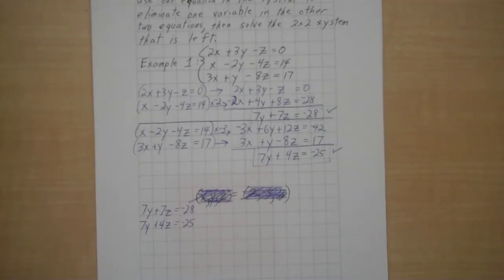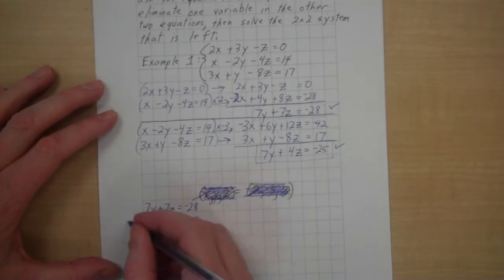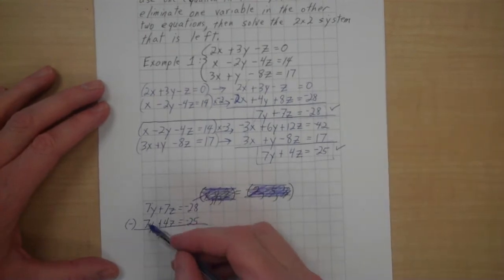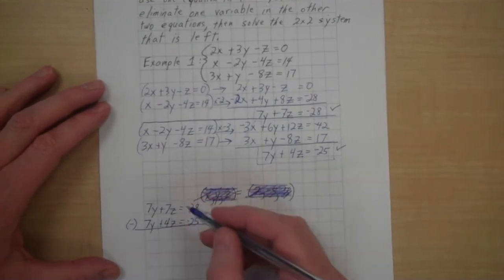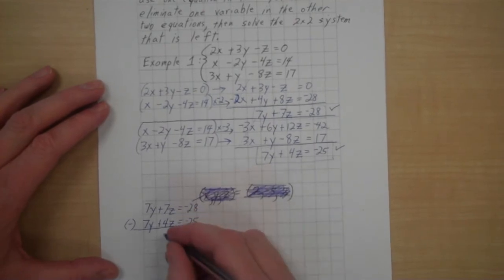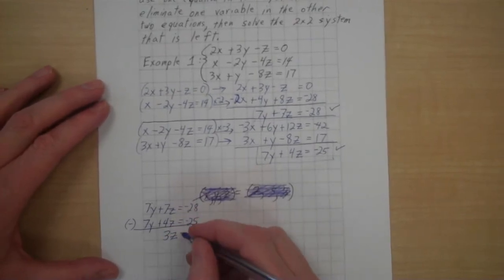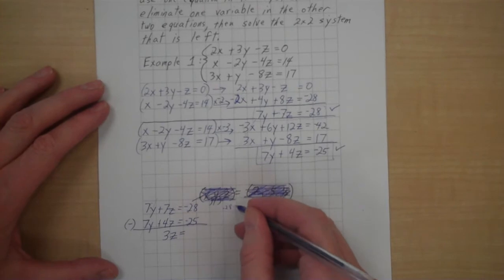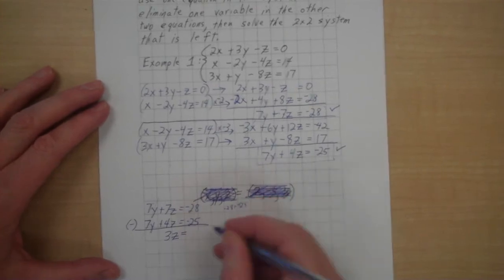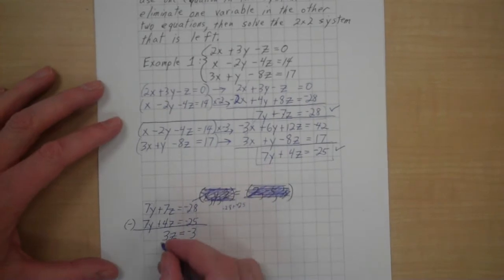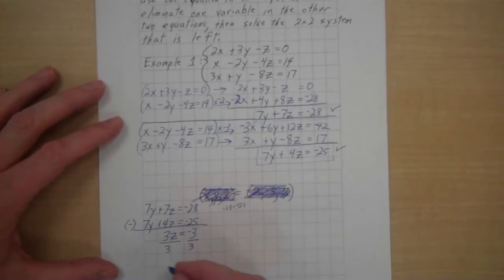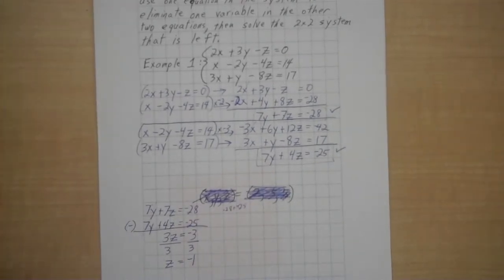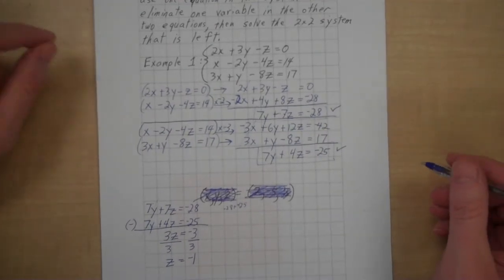This is a 2 by 2 system like we were doing yesterday. I've got these 7y's here. I'm going to eliminate them just by subtraction. 7y minus 7y is 0. 7z minus 4z is 3z. Negative 28 minus negative 25. Be careful with that. Negative 28 minus negative 25 is negative 28 plus 25, and that's negative 3. Dividing by 3, z is equal to negative 1. So I have my z value of negative 1.